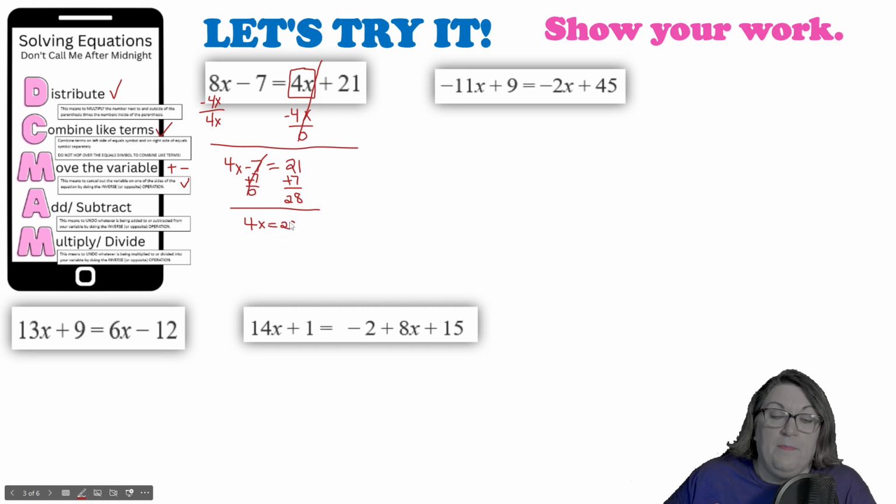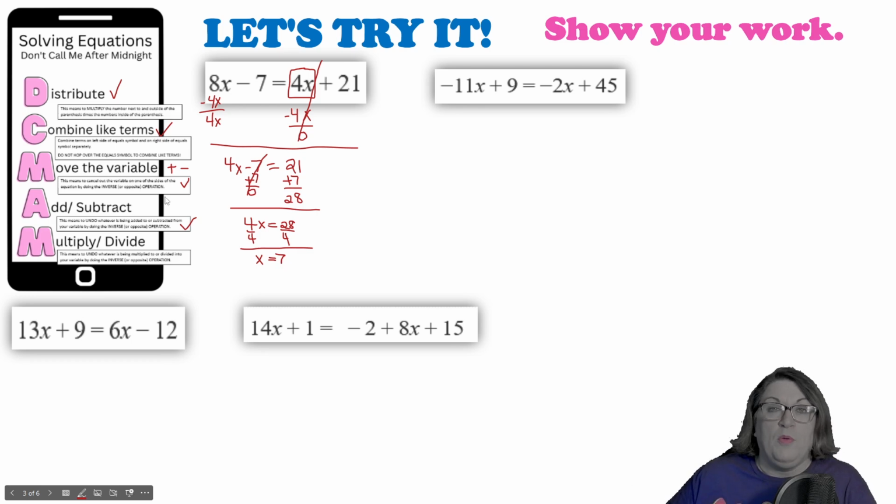And the last step is whatever's being multiplied or divided with your variable, do the inverse. So since 4 is being multiplied times x, I'm going to do the inverse and divide it. 4 divided by 4 is a 1x, which is what I want. And 28 divided by 4 is a 7. So our answer for this one is 7.